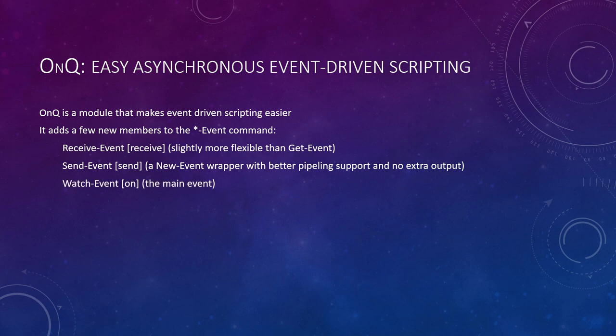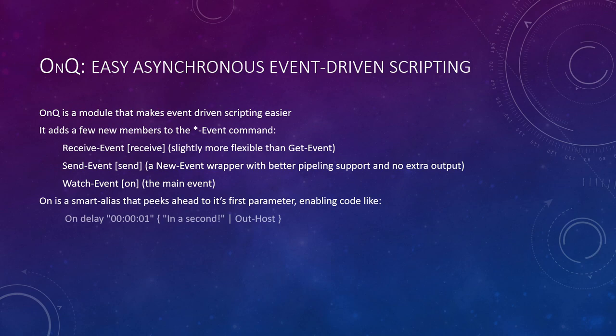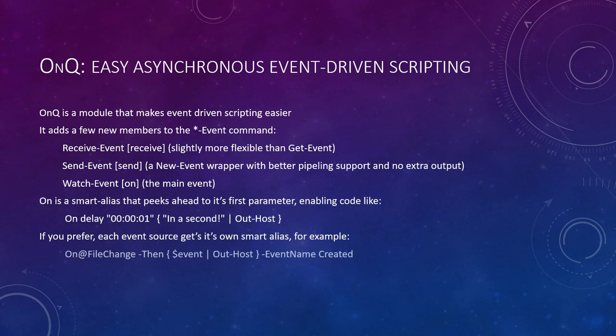And then there's Watch-Event. This is the main event, the big function, and it's aliased to on. It also has a number of smart aliases for a number of built-in event sources. It allows this sort of code format: on delay, timespan, thing to do. If you wanted to list this in a more explicit form, each event source will get a smart alias of its own, so I could say something like on at file change, then output whatever happened whenever the event name was created. And an event source can exist in any module manifest, so in addition to the events that come with OnQueue, you could have any command in any module produce events and have it easily hook up into this ecosystem.